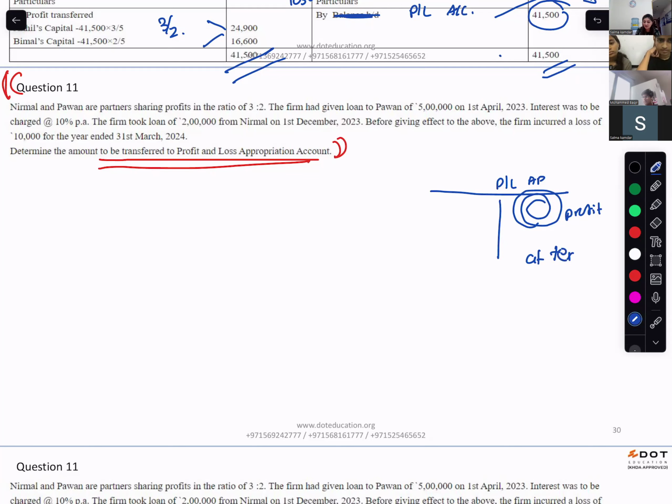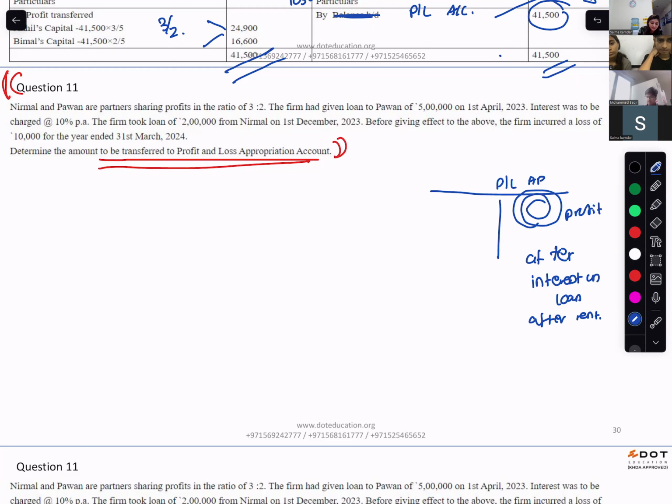It has to be the profit after the interest on loan. It has to be the profit after rent. So the profit that comes to the profit and loss appropriation account has to be the profit that is after deducting all the expenses, after interest on loan and after rent. Are you with me? Yes, ma'am.